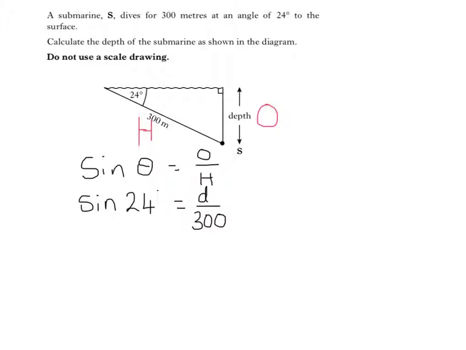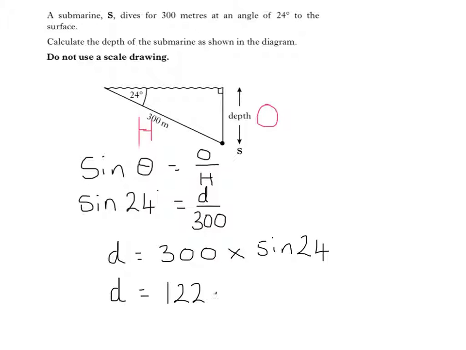Now, our next line, all we need to do is multiply the 300 and the sine 24 together, and remember we're going to write it down with the number coming first. So that's 300 times sine 24, and if we put that into our calculator, we find that D is 122.02 metres, and that's our answer.